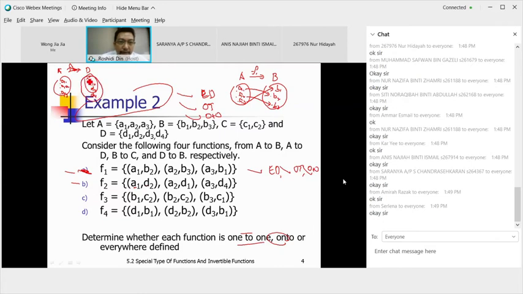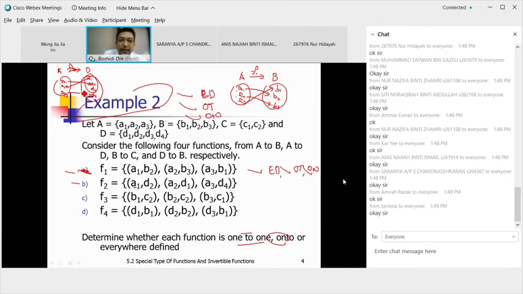So F2 says that A1 maps to D2, A2 maps to D1, A3 maps to D4.